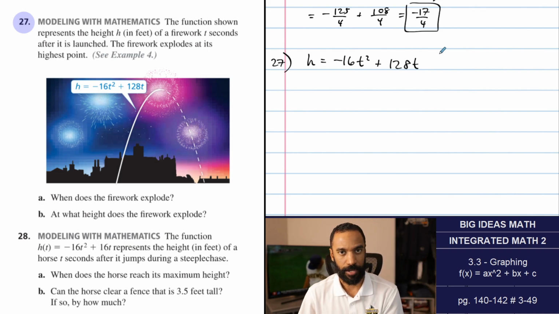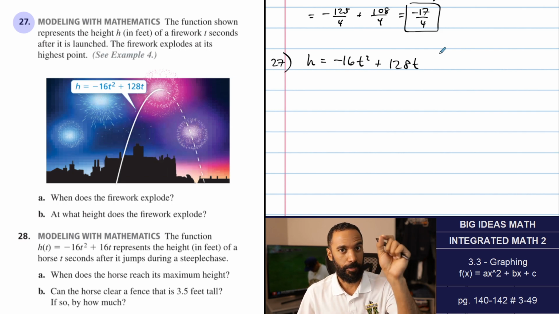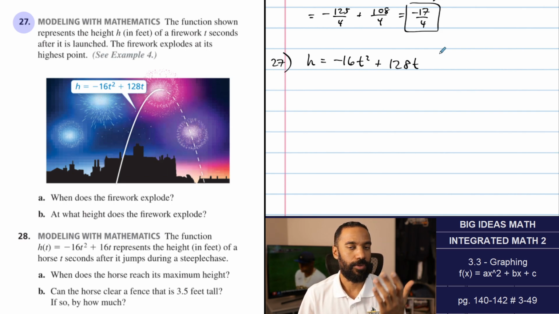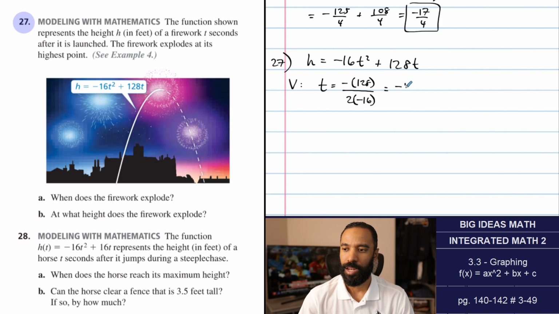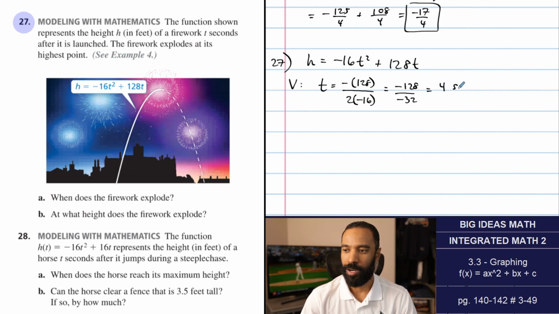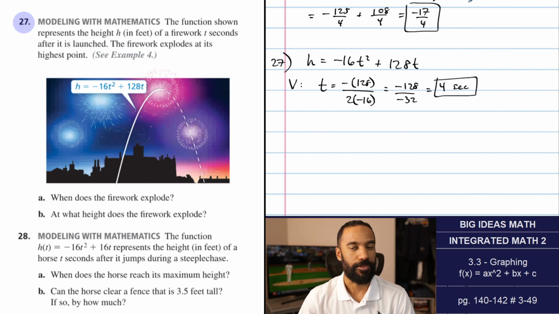T is like your x now. We have to find the highest point, the vertex, the t value of your vertex. So for the vertex, the t value is negative b, and this is your b, negative 128, over 2a, 2 times negative 16. Negative 128 over negative 32, and I believe that's 4. So 4 seconds after it's launched, it explodes.